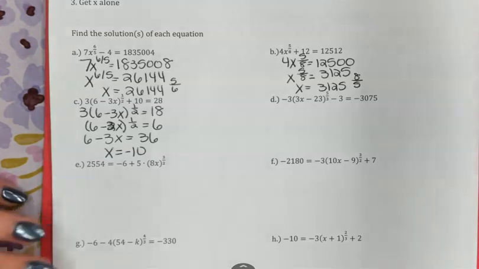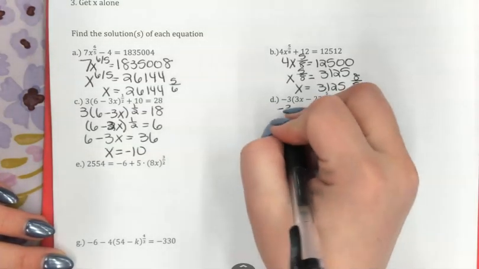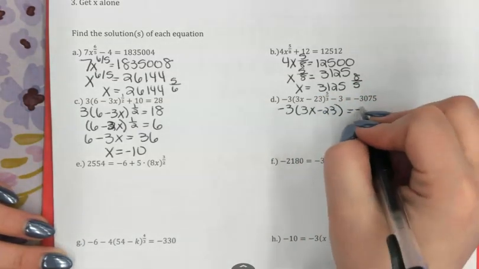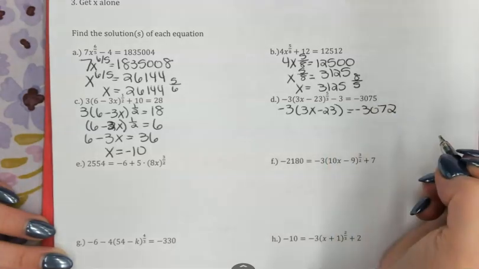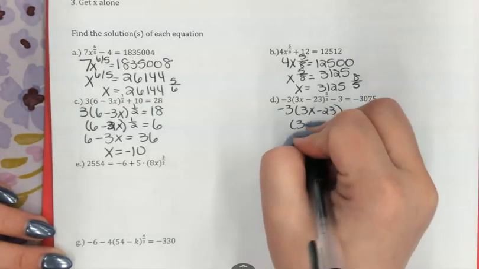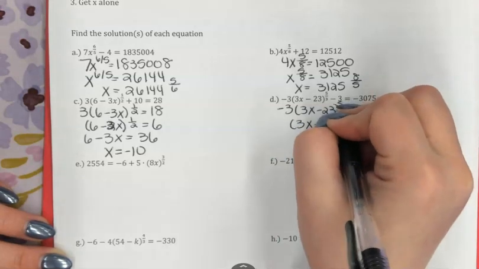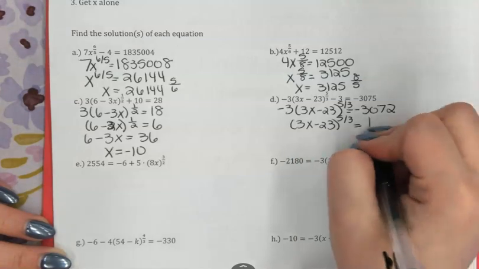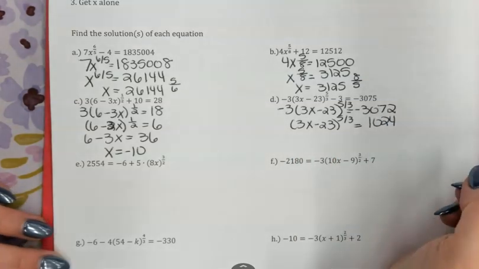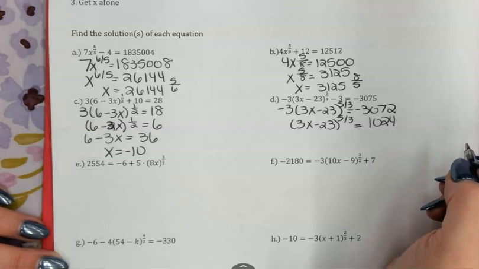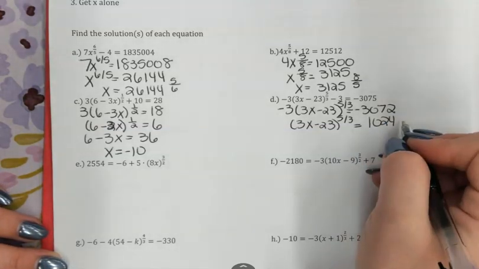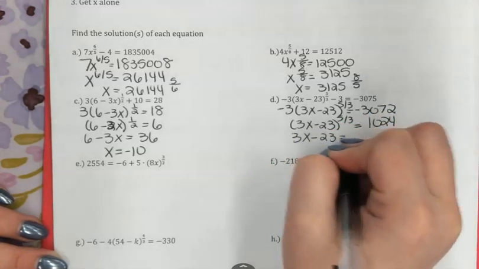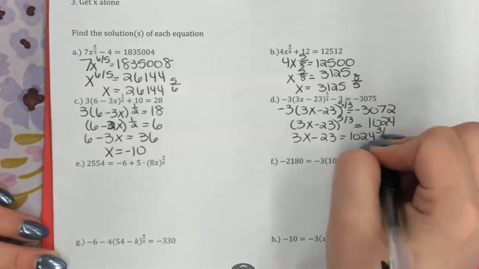Okay, moving on to D. I need to add 3 to both sides. Okay, and then I'm going to divide both sides by -3. Oh, I forgot my exponent here. To the 5/3 power. So that's 1,024. Now I need to raise both sides to the 3/5 power. So 3x minus 23 is going to be 1,024 to the 3/5 power.